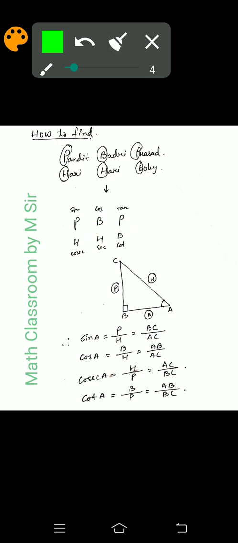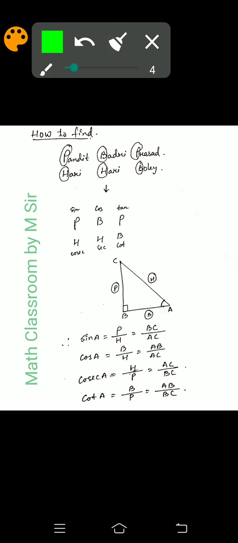Here I have drawn a diagram. ABC is a right angle triangle where angle B is 90 degrees. If we take this angle A, then the opposite side will be its perpendicular. So if we take angle A, then BC will be the perpendicular, its adjacent side, that is AB, will be the base, and the hypotenuse will be this one, AC.